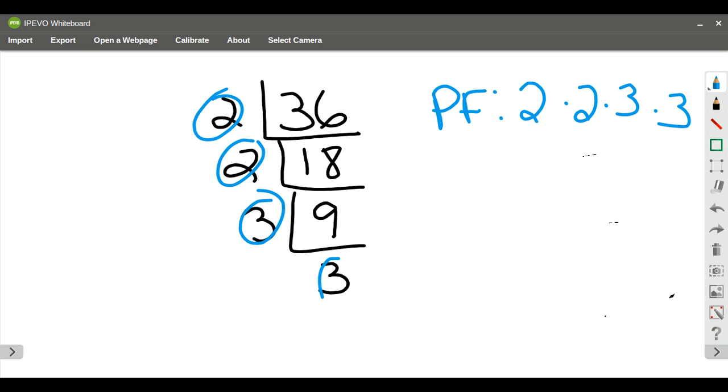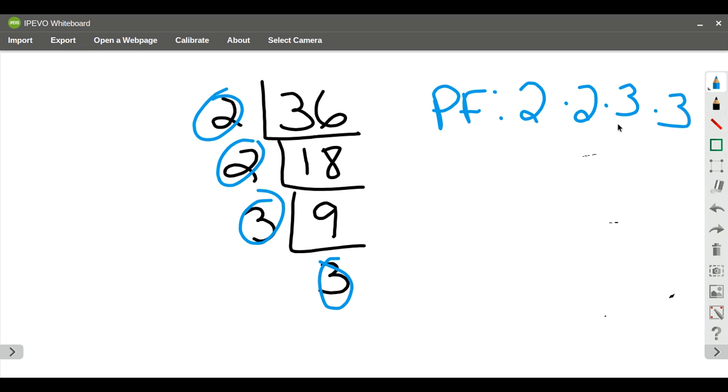And what I like about this method versus some of the other methods is that if I do start with a prime and stick with a prime number, all of my prime numbers are going to be on the left side, and then my non-prime factors are going to be on the right side of this method. The other way that you can write your prime factorization is going to be with exponents.